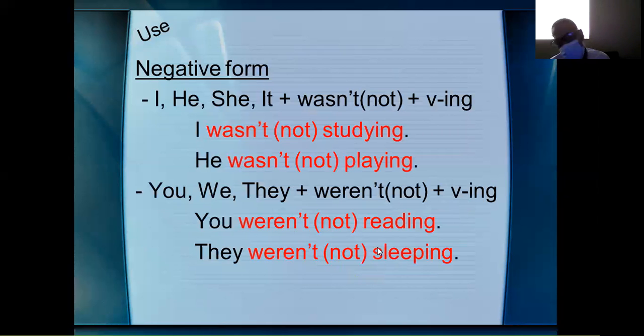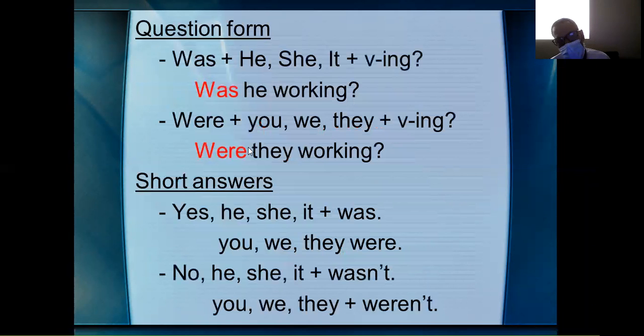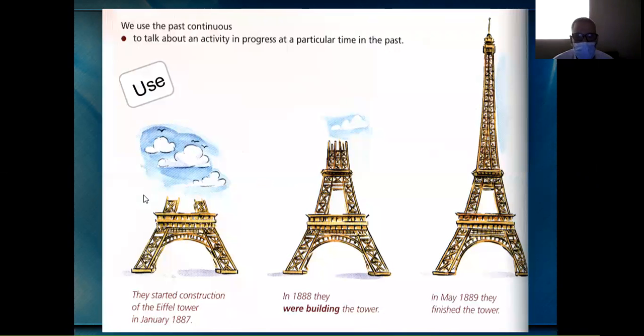They weren't sleeping. Okay. In questions, we say was he or she plus the verb plus ing. So was or were comes first in the form of questions. Was he working? Were you or were they playing? Were they working? Okay, you were. It's very clear now.